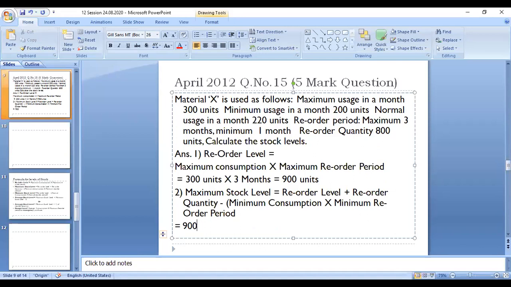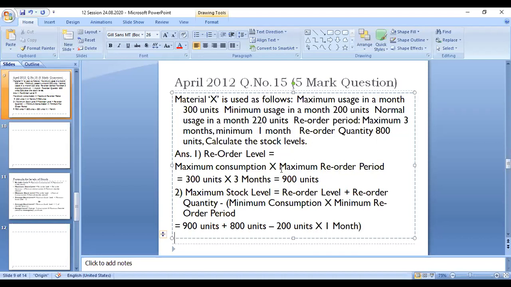It is calculated above, plus reorder quantity, that is given as 800 units in the question. Then you have to subtract. So what are we trying to say? Minimum consumption means minimum usage. That amount is 200 units, multiplied by the minimum reorder period, which is 1 month.